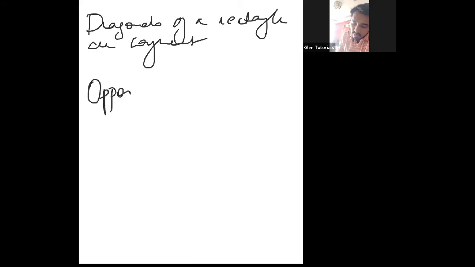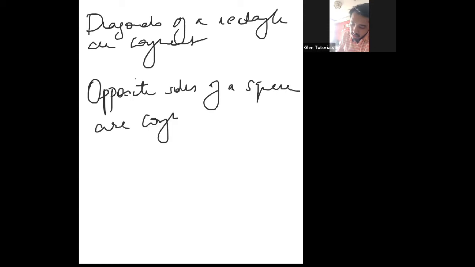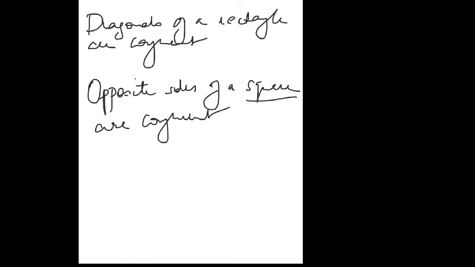Can anyone tell me the answer of this? Opposite sides of a square are congruent. Now here again, square also is a quadrilateral. Can anyone tell me this answer? Opposite sides of a square are congruent. Sir, can I try? Yes, come on, Alistair.